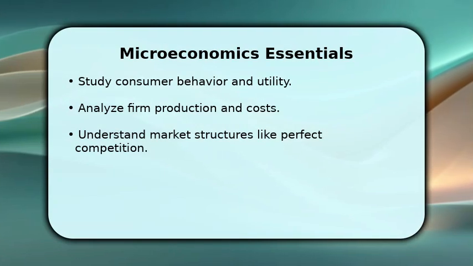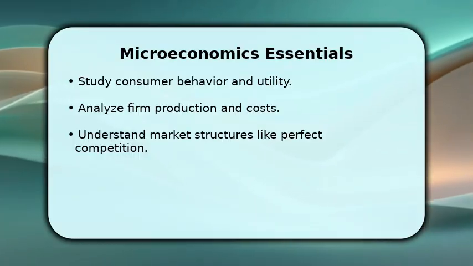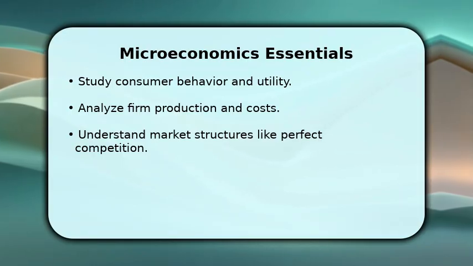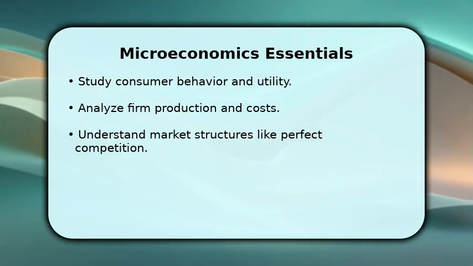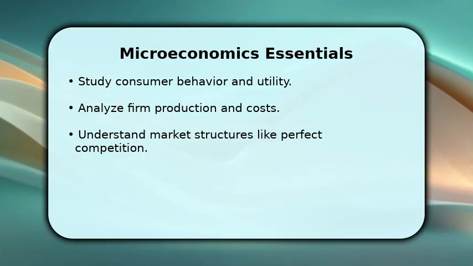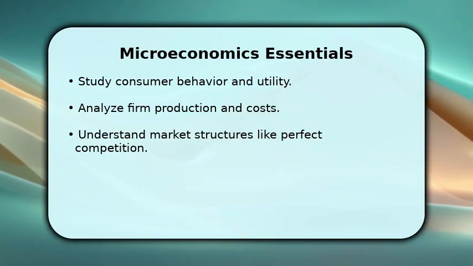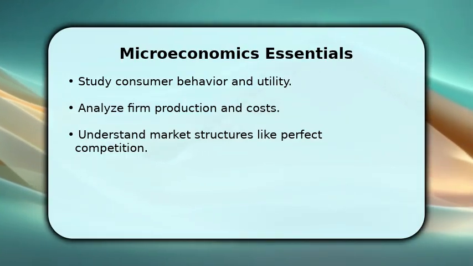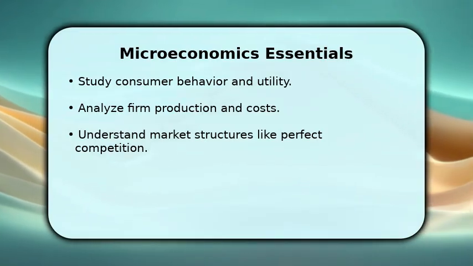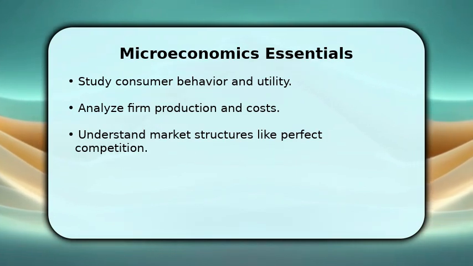Now, let's dive into microeconomics essentials. Begin by studying consumer behavior, including how utility influences purchasing decisions. Then, analyze how firms manage production and costs to maximize profits. It's also important to understand different market structures, such as perfect competition, monopolies, and oligopolies, to see how they impact pricing and output. These concepts explain individual economic actions.